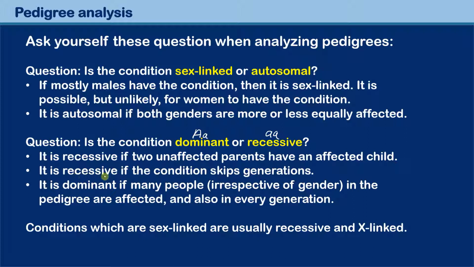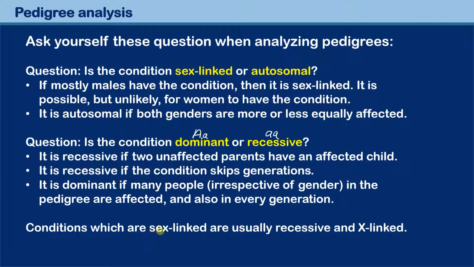It's also recessive if the condition skips generations. So if the grandparents have it, the parents not, and the children again have it, it skips the parental generation, then it's also possibly recessive. And it's dominant if many people, irrespective of gender, in the pedigree are affected, and also in every generation. So look at the number of people who are affected.